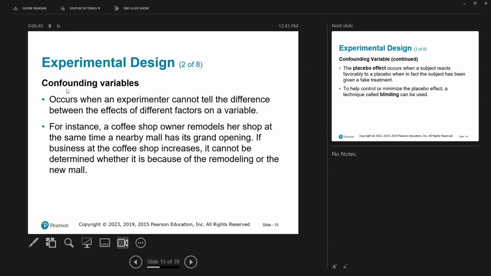Second, confounding variables. It occurs when an experimenter cannot tell the difference between the effects of different factors on a variable. For instance, a coffee shop owner remodels her shop at the same time a nearby mall has its grand opening. If business at the coffee shop increases, this person cannot decide whether it happened because of the remodeling or because of the new mall, and this is called confounding variables.